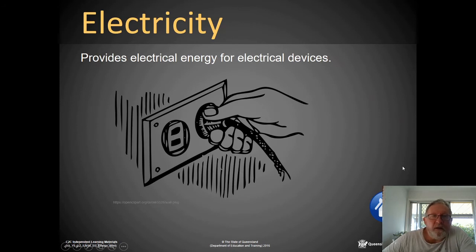Jump over to this one. Electricity, it's another term. Basically, it provides the electrical energy for electrical devices. And the picture there shows a mains power point where we access most of our electricity.